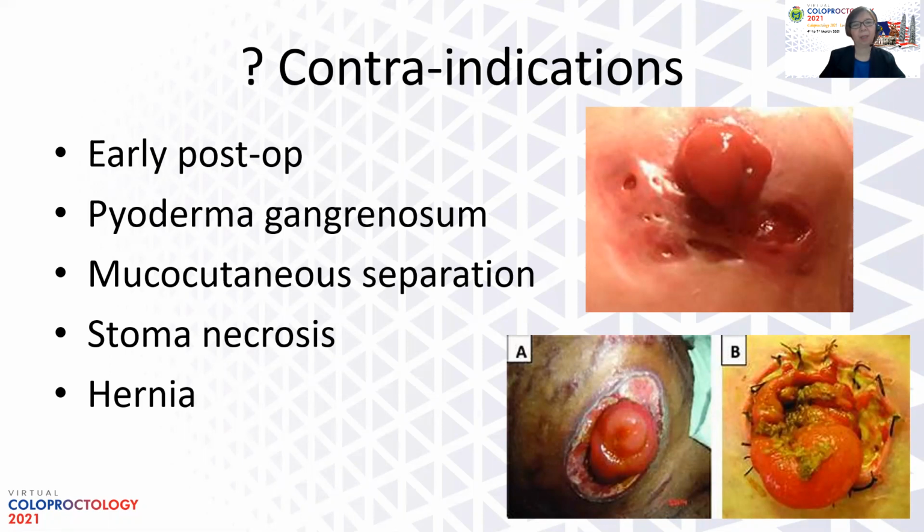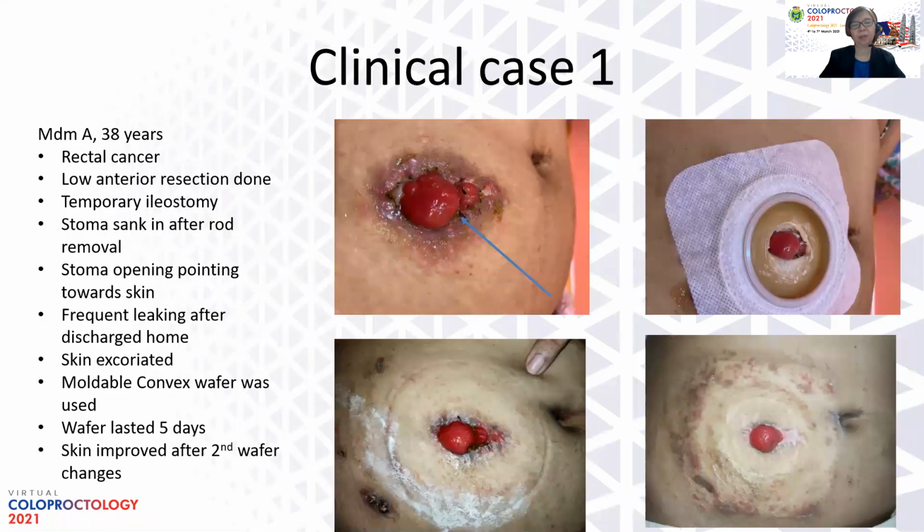Okay, now we look at other conditions. I have some clinical cases to share with you. This is Madam A, 38 years. She has low rectal cancer, and she had a low anterior resection done, with a temporary ileostomy. This was after she was discharged. When she went back to hospital to remove the rod, after removal of the rod, the stoma sank down.